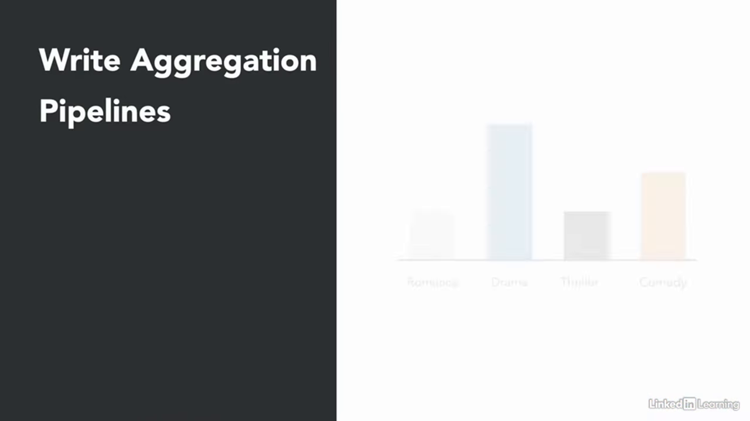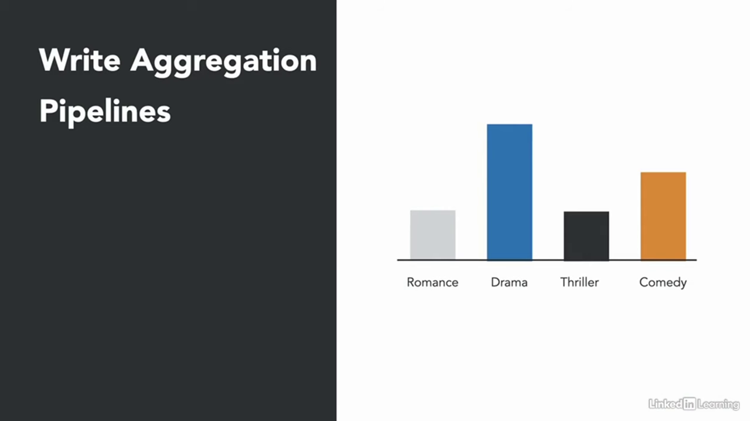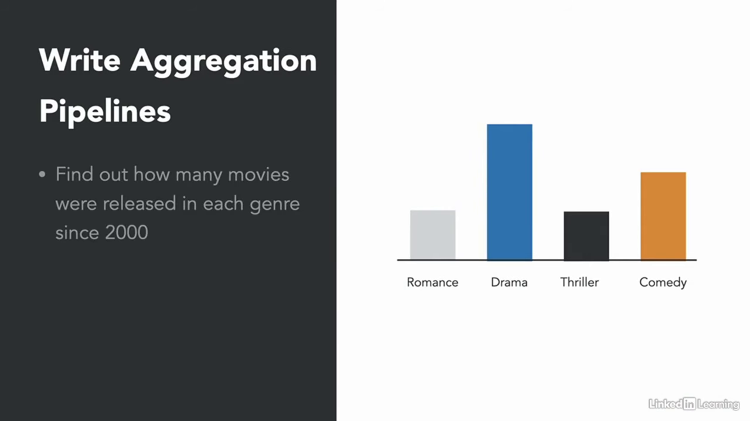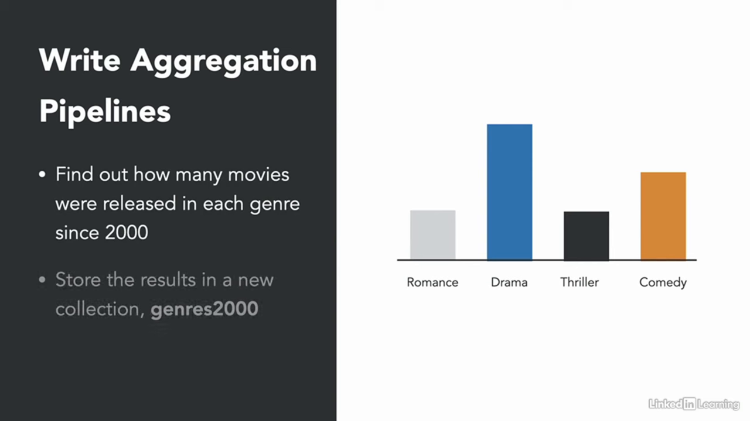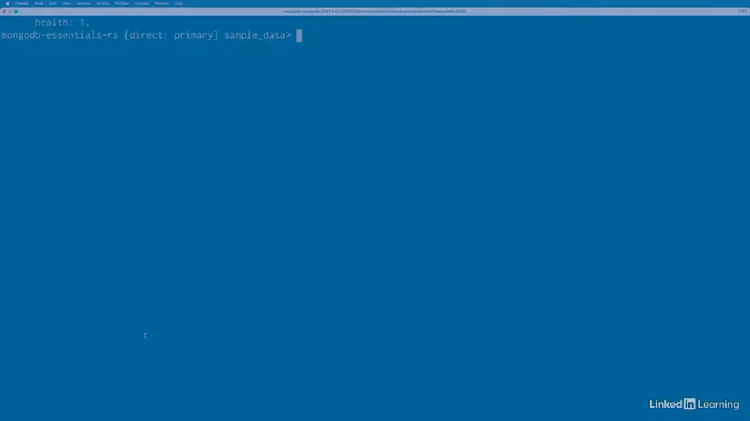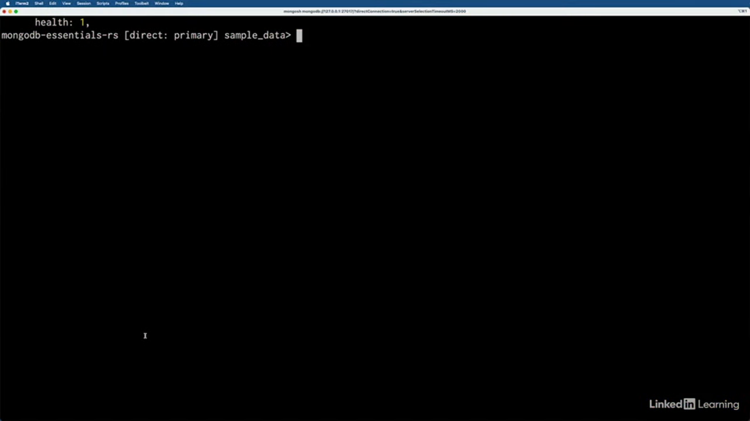To complete this exercise, please write an aggregation pipeline to answer the following question. How many movies were released in each genre since the year 2000? Store the results in a new collection called genres2000. Okay. To answer this question, we are going to perform an aggregation query on the movies collection. We are going to pass an array to the aggregate method with multiple stages inside.